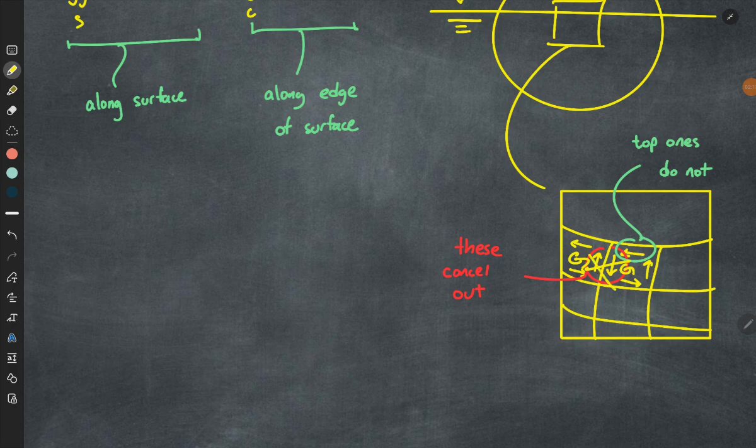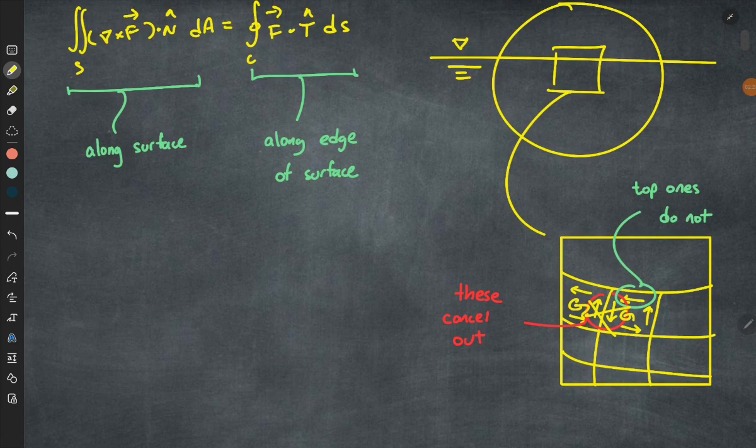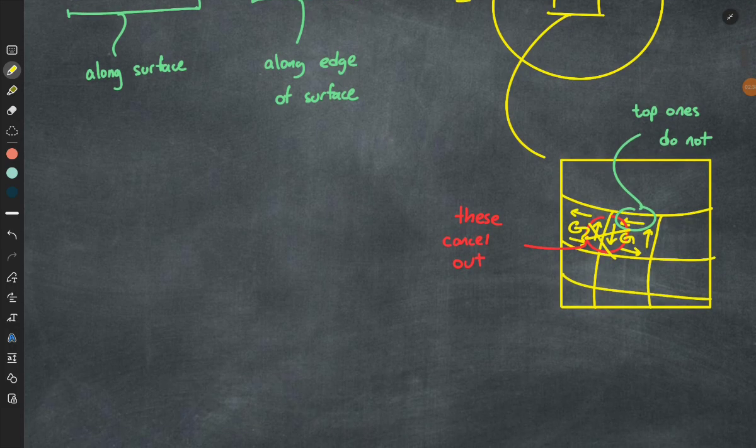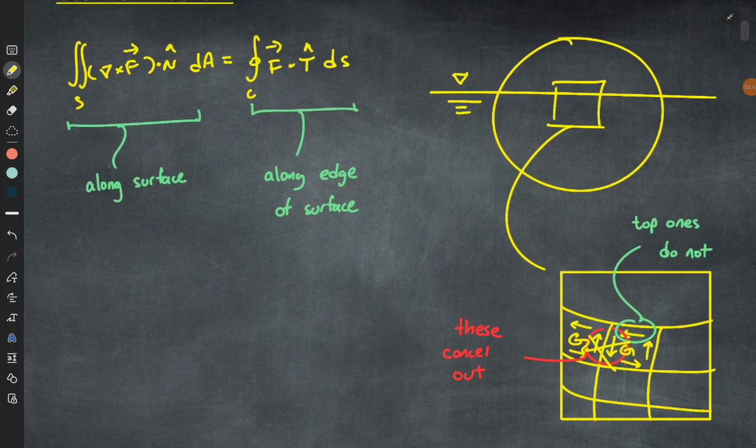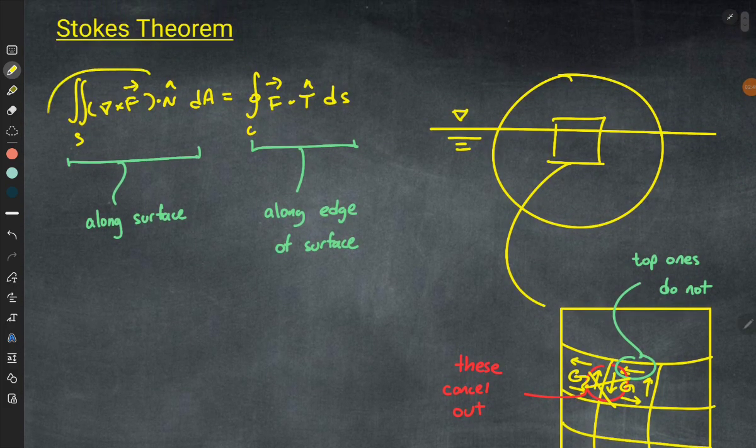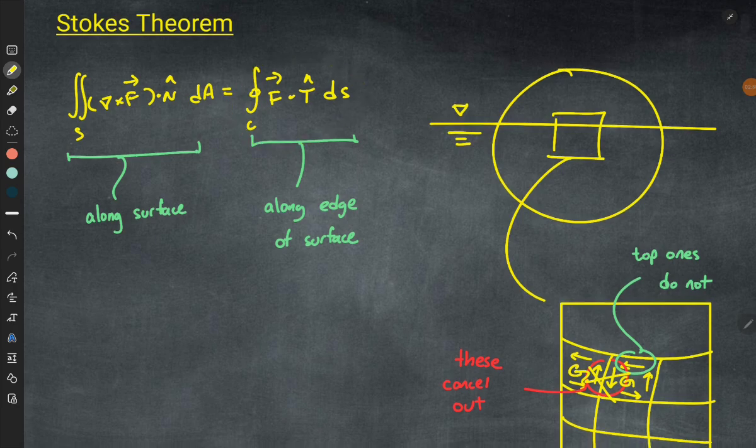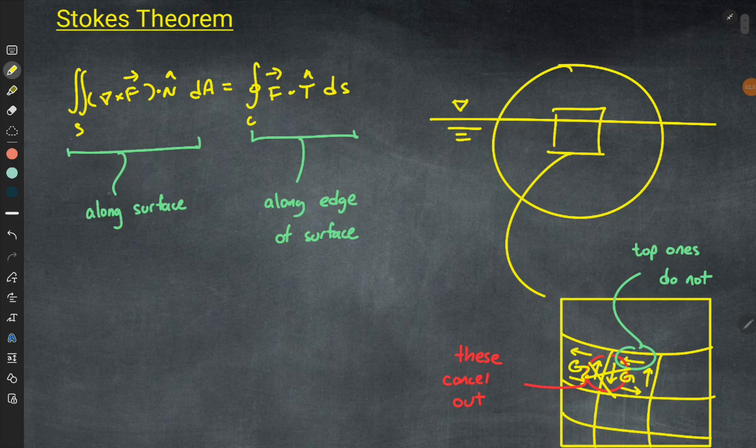And the only vectors that don't cancel out are the vectors that are at the edge of the ball, or just at the boundary between what's below water and what's above water. So basically all of your vectors cancel out, and you can evaluate this surface integral right here with a line integral which goes about the edge of the surface that is submerged underwater.